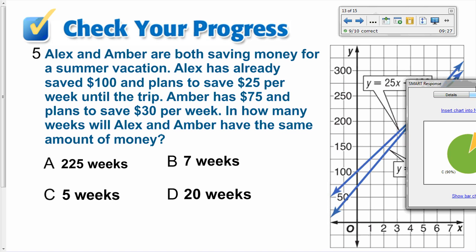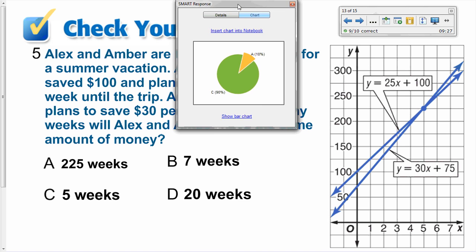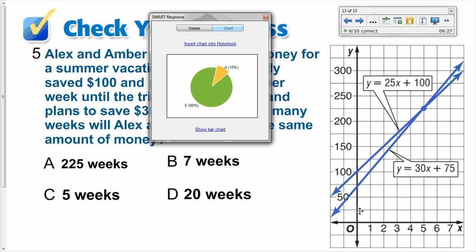Okay, why would it not be A? Yeah, what's on this side? This is the money, right? Okay. What's on the bottom? What are we looking for? Weeks, right?